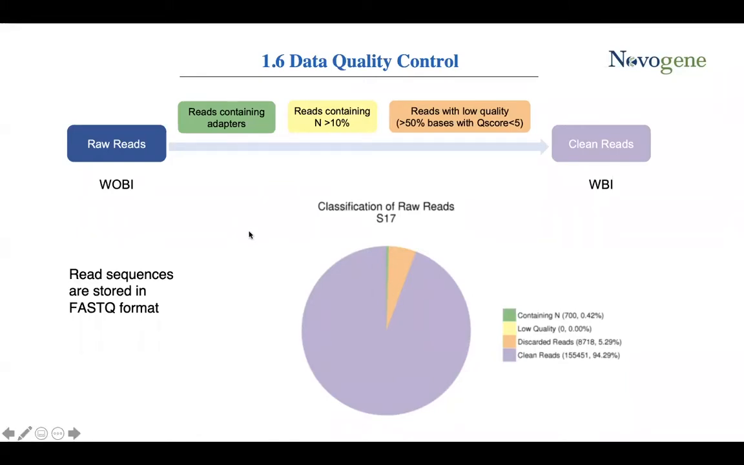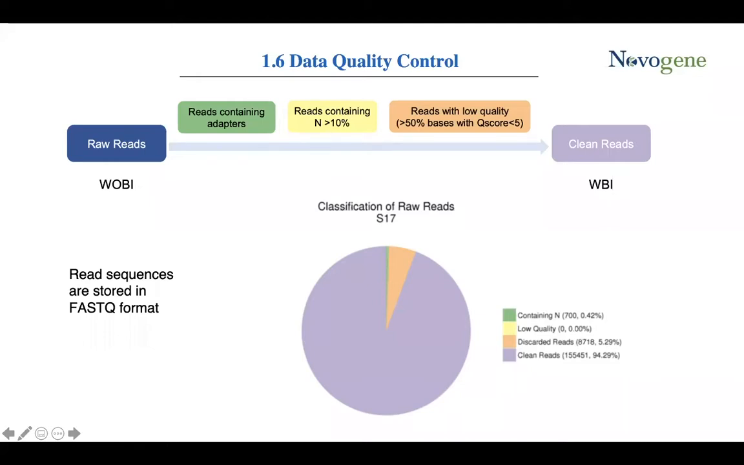All read sequences are stored in the FASTQ format. And we will include this pie chart in the data QC report, which shows the percentage of different kinds of reads, as I have mentioned here.